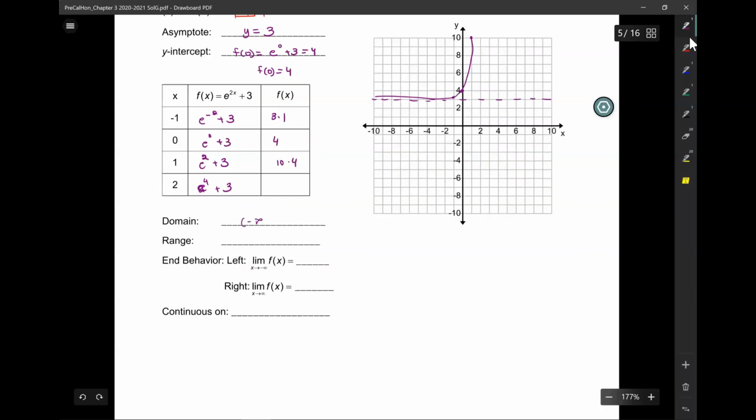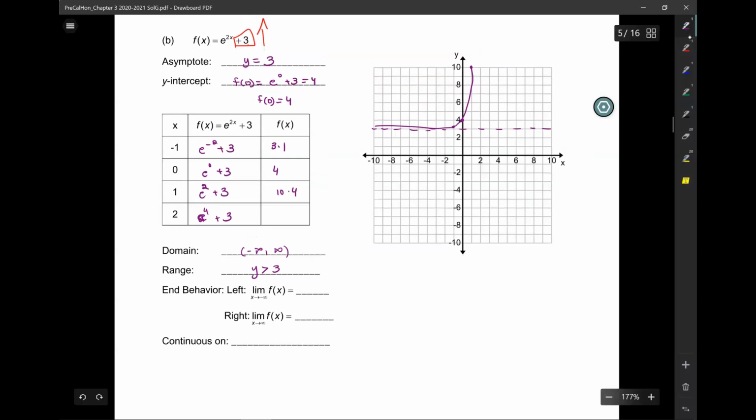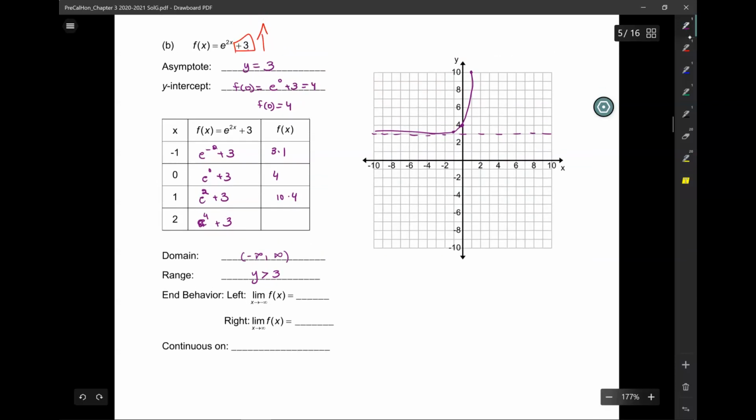Here, everything is going to follow the same pattern. The domain is all real numbers. Now the range is y is greater than wherever the y value for the asymptote is, which in this case is 3. All right. And then end behavior: as x approaches negative infinity, the limit is 3. As x approaches positive infinity, it goes up to infinity, and it's continuous everywhere. All right, thank you very much.